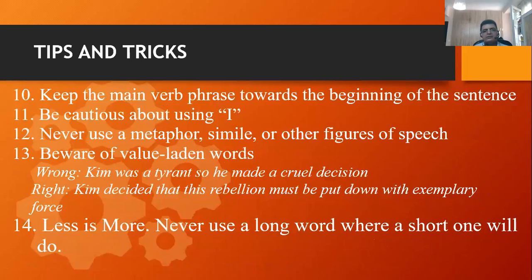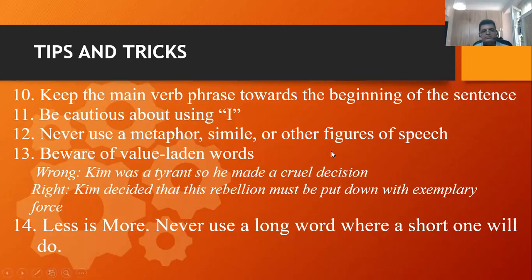Tip number 10, keep the main verb phrase toward the beginning of the sentence. It means don't make the reader wait to see what happened. When it takes a long time to reach the main verb of the sentence, it means there is confusion in the mind of the reader. The reader doesn't know what happened in the sentence or idea that you are going to imply. So it is not good. Try to have the main verb as soon as possible in a "someone did something" formula.